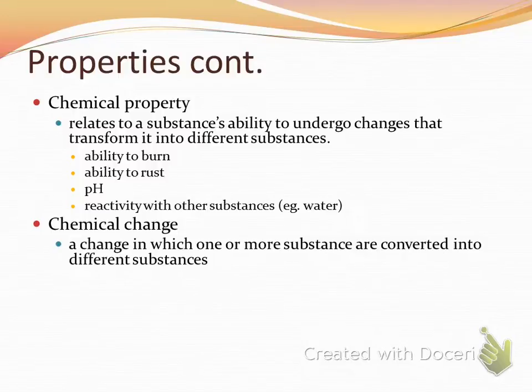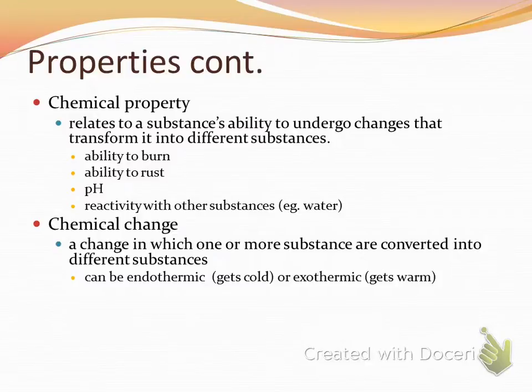When something undergoes a chemical change, that means that we're moving into a new substance. Something has happened, a change has been made in which we're forming a new substance, when one or more substances are converted into different substances. Chemical changes can be considered endothermic or exothermic, so giving off heat or taking in heat.